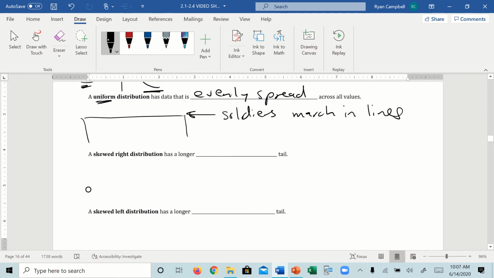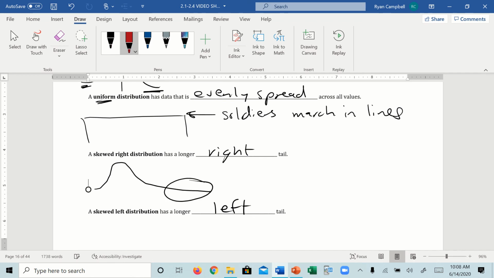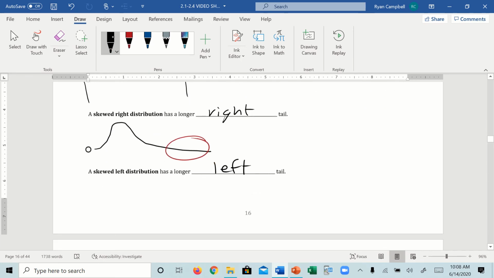All right, so a right skewed or skewed right distribution is going to have a longer right tail. A left skewed distribution is going to have a longer left tail. So it's where the tail is. It's where all the data is getting pulled. A right skewed is going to look like this, where that tail is on the right side. A left skewed distribution is going to be the opposite. Kind of what we drew earlier, that was a left skewed. All the stuff's on the left side.